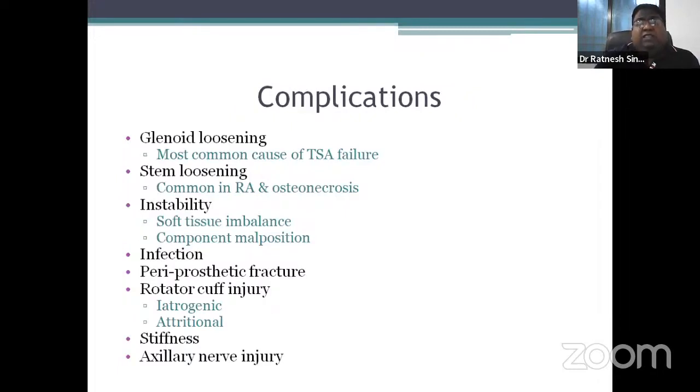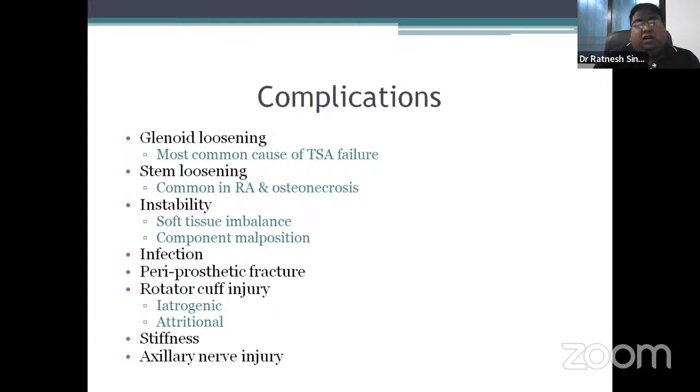Now, what are the complications of total shoulder arthroplasty? Glenoid loosening is the most common cause of total shoulder arthroplasty failure in osteoarthritis. Stem loosening is more common in rheumatoid arthritis and osteonecrosis. Instability could be due to soft tissue imbalance or component malposition. Chances of infection are there.